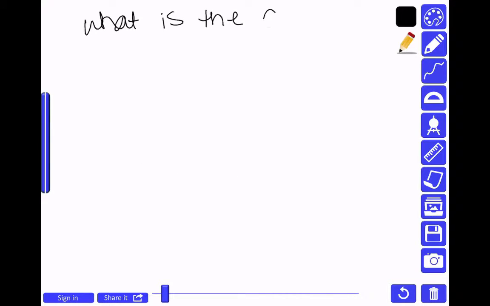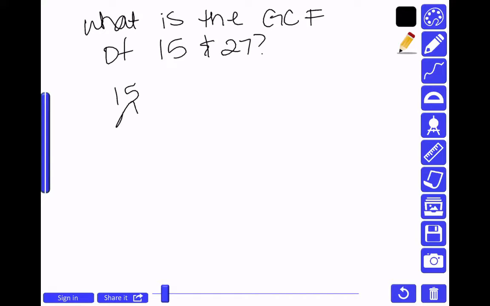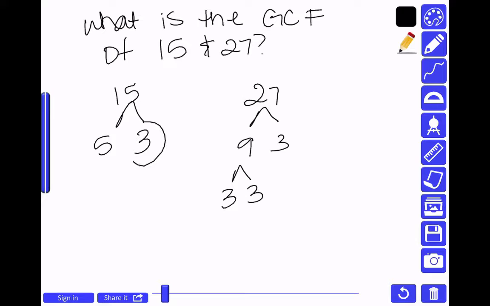All right, the next question we're going to look at is what is the greatest common factor of 15 and 27? And I'm going to show you a different way to look at this. So if I factor 15, I can only do 5 and 3. When I factor 27, I do 9 and 3, and then 9 factors to 3 and 3. The only number that they have in common is a 3. So that is their greatest common factor.